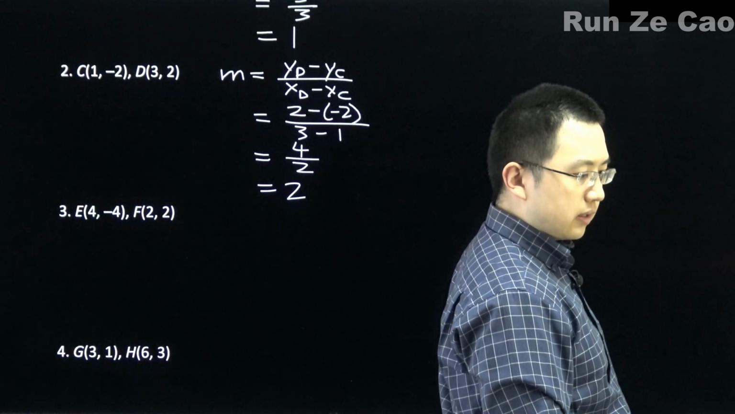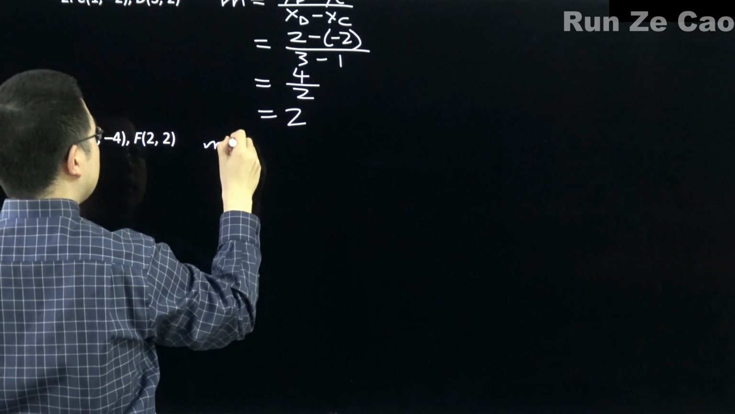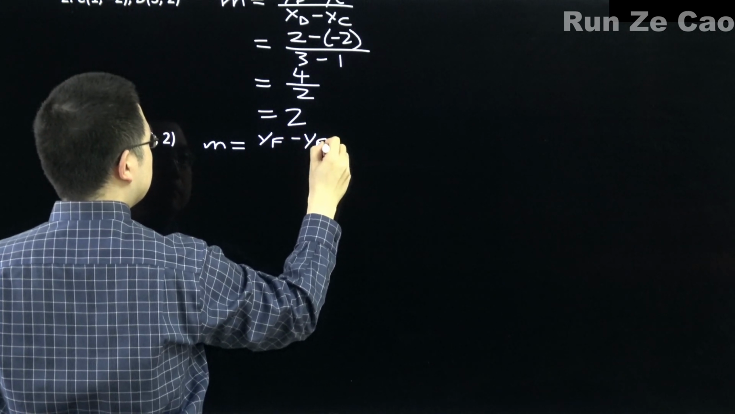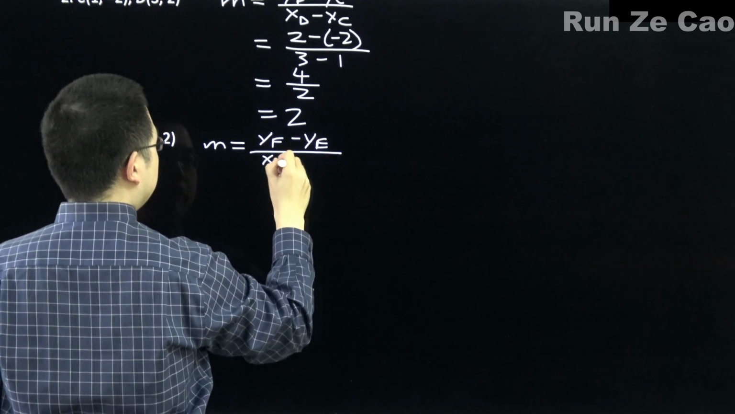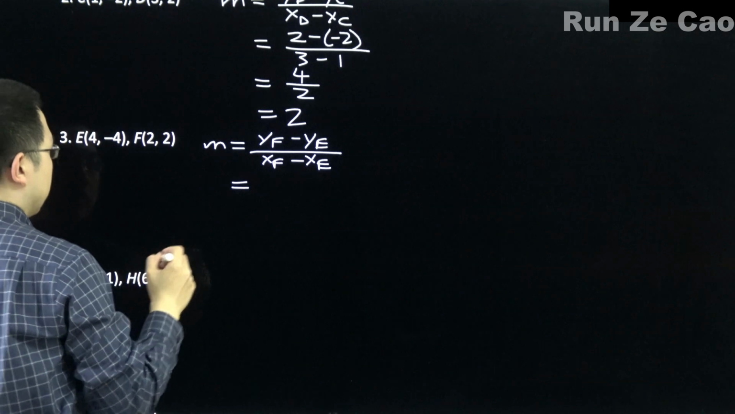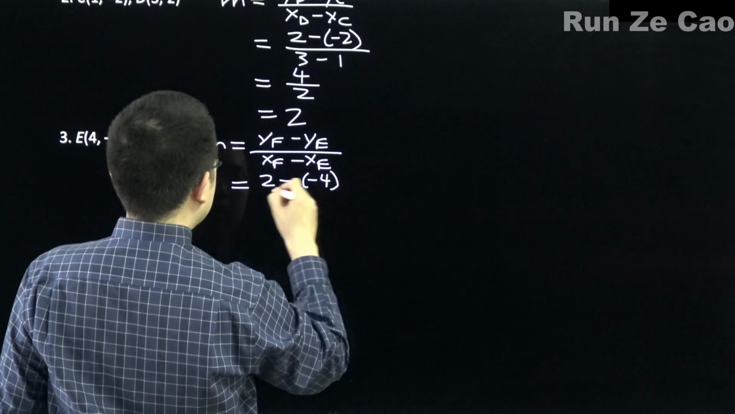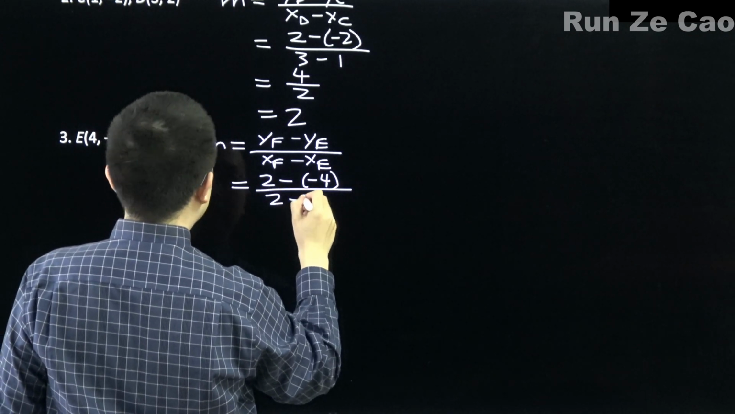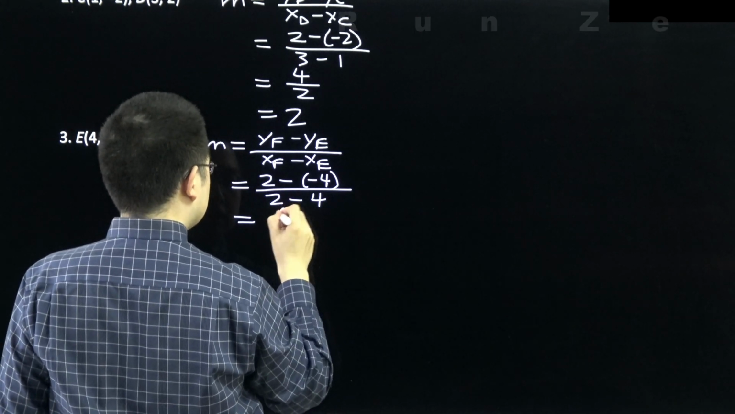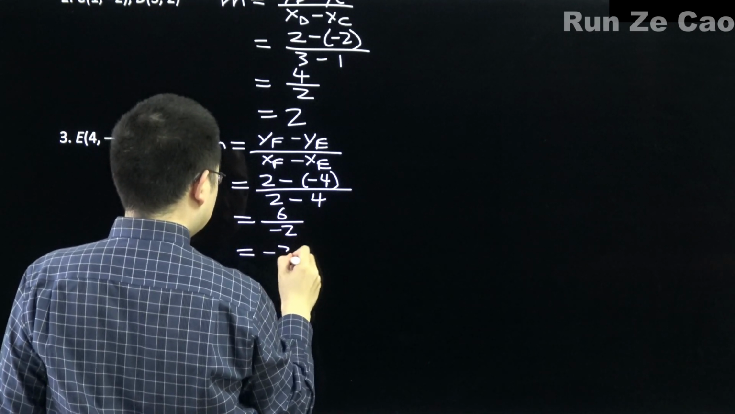Now for E, (4, -4), and F, (2, 2), we would have slope is equal to yf minus ye over xf minus xe, which would give us 2 minus ye, which is negative 4, over xf, which is 2, minus 4, and that's going to be 2 plus 4, which is 6 over negative 2, which is negative 3 for the slope.